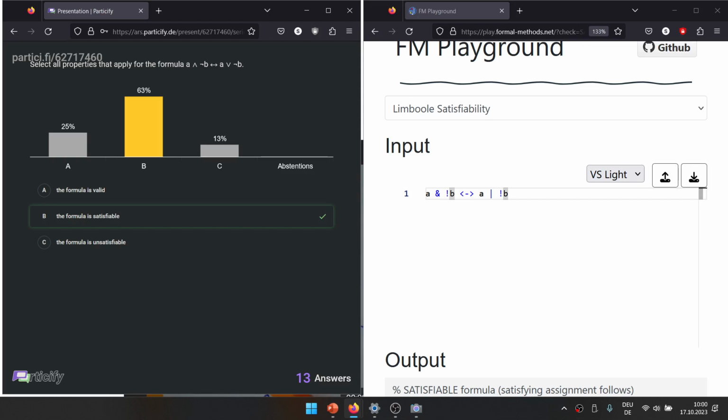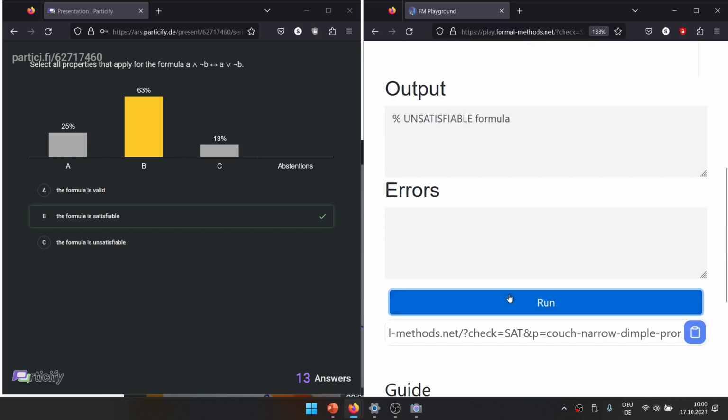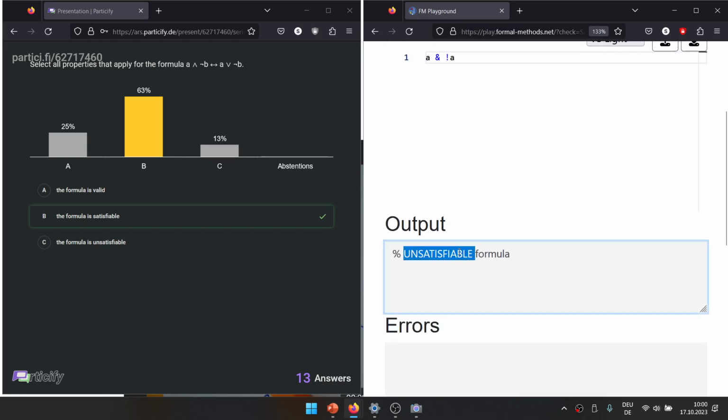So can somebody give me an unsatisfiable formula? Maybe just with one variable. Variable A. A and not A. There's no assignment that will make this satisfiable, right? Because we would require that both hold. So here it tells us it's an unsatisfiable formula, because there's nothing that would satisfy it.